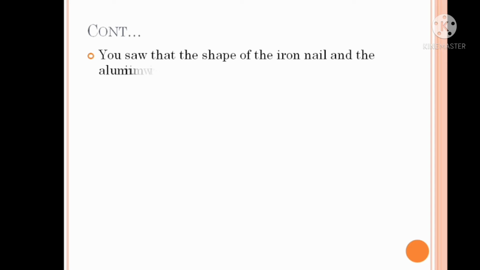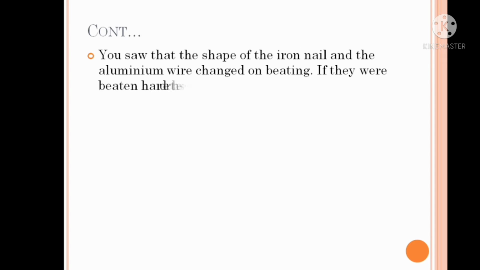You have seen that the shape of iron nails and aluminum wire changes on beating. Like our copper wire which we use for electricity, after beating it can become flat. And if beaten harder, it could be changed into a sheet. That means a metal can be converted into a sheet, like aluminum sheet or metal sheet that you have also seen in your home.